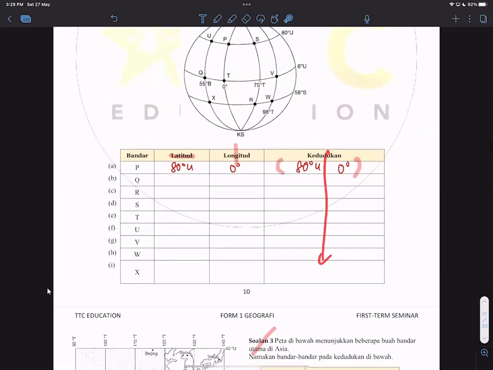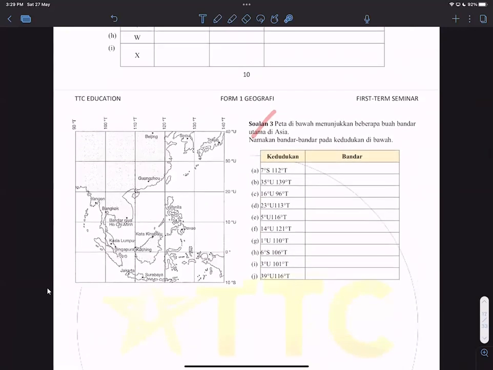For the remaining kedudukan, you can try it yourselves. This is the hardest part of bab 2. Choose one alphabet from A to J and we do one question together, because we only have half an hour left and still have 3 more topics. So choose any alphabet: B.